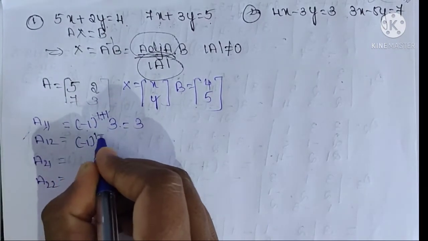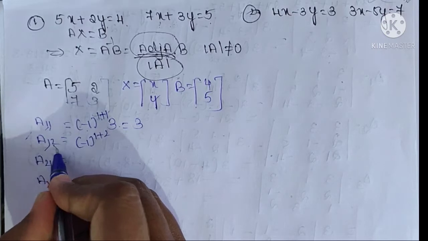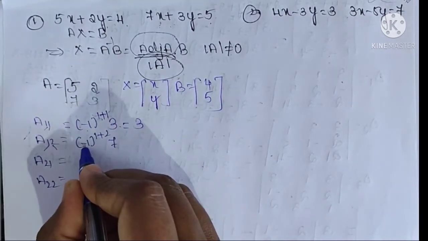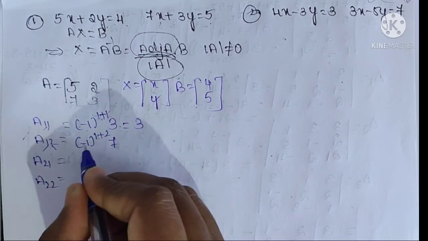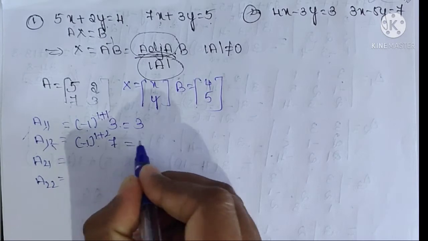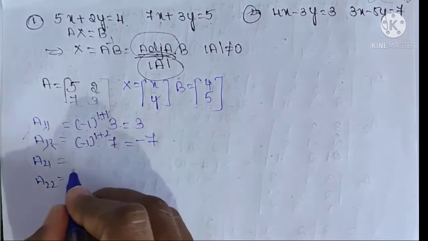Minus 1 to the power of 1 plus 2. Delete first row, second column, remaining 7. Minus 1 to the power of 1 plus 2 is 3, and minus 1 to the power of 3 value is minus 1. Minus 1 into 7 is minus 7.